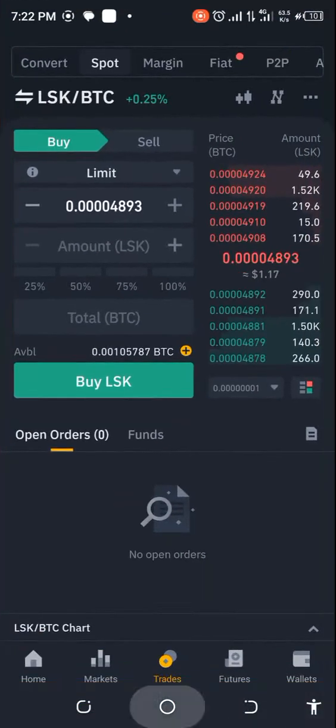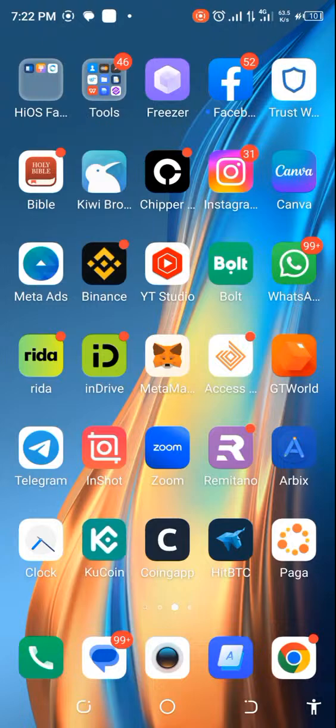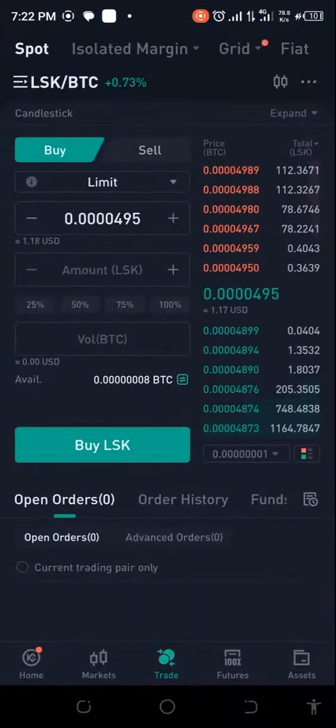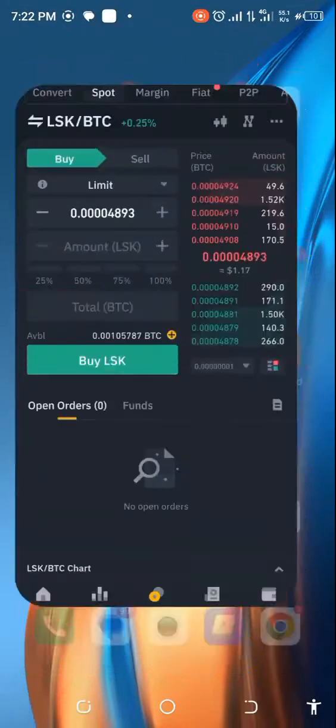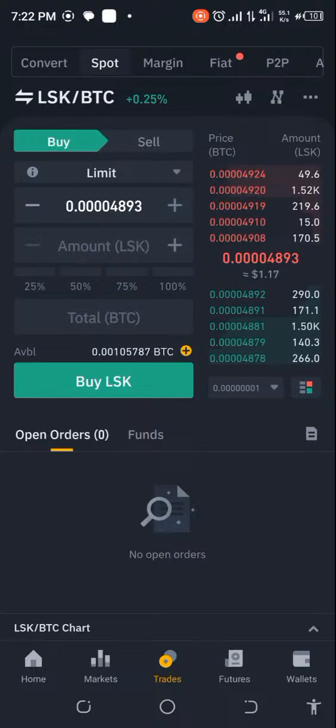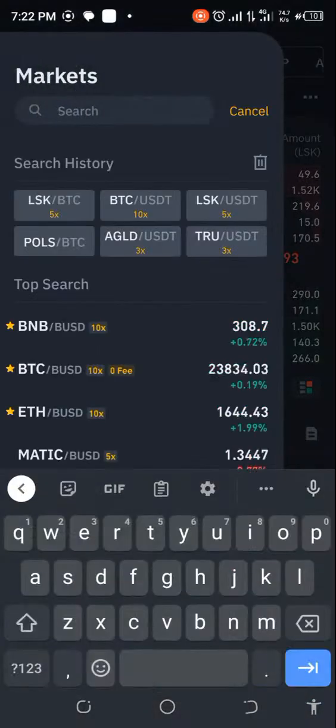It is 0.0004893, and on KuCoin it is, let's go check, 495. So we have a difference there. So what we're going to do is go back to Binance and try to buy this. I already have changed $25 worth of USDT to BTC.